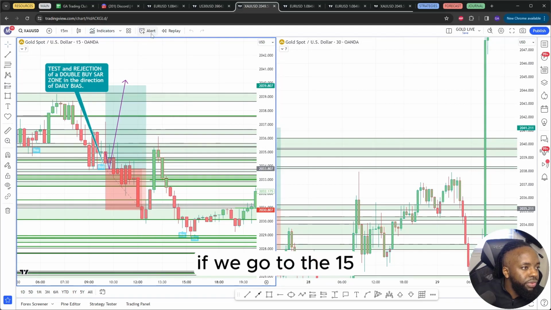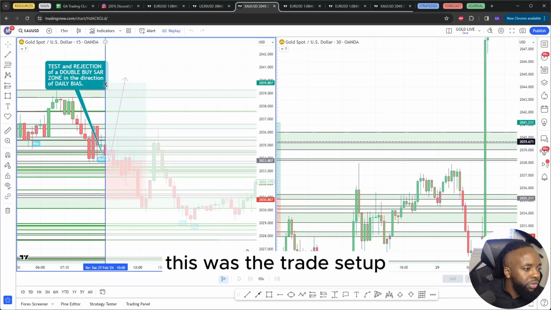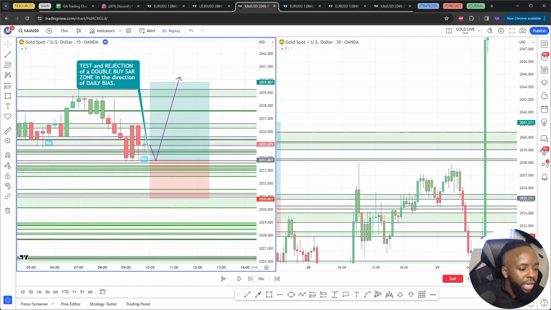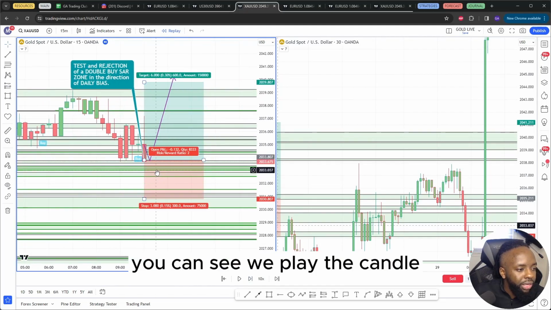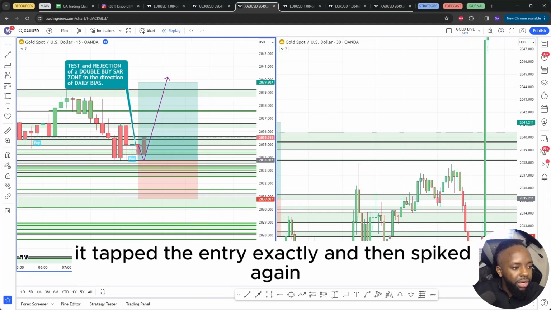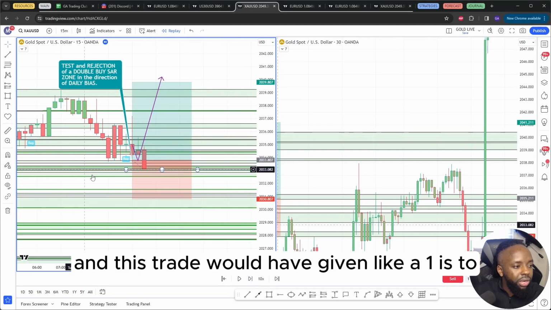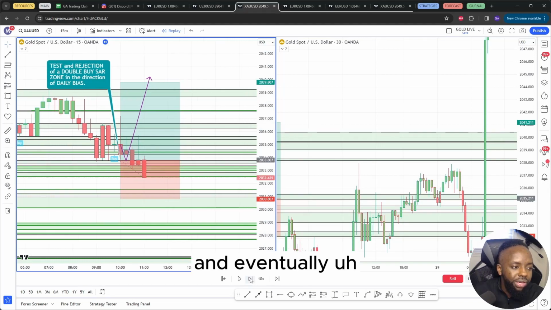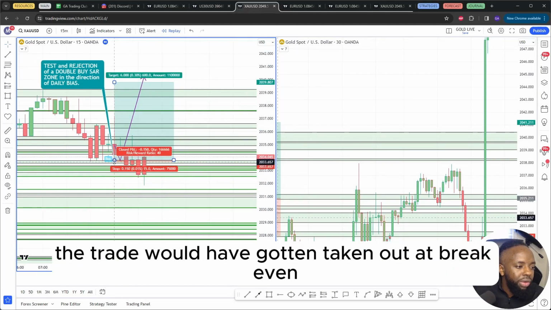If we go to the 15-minute time frame, this was the trade setup. That's what we were looking for, a test and rejection entry. And you can see if we play the candle, it tapped the entry exactly and then spiked again all the way up. This trade would have given like a 1:1 risk to reward, meaning we would have set break even for this trade, and eventually the trade would have gotten taken out at break even.